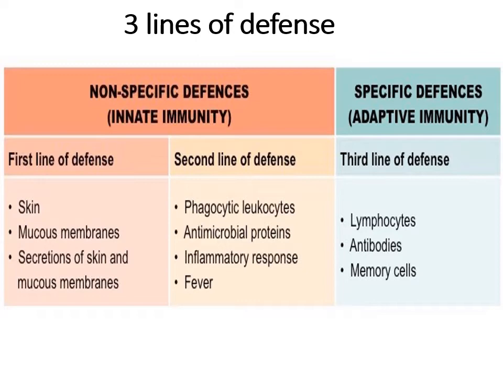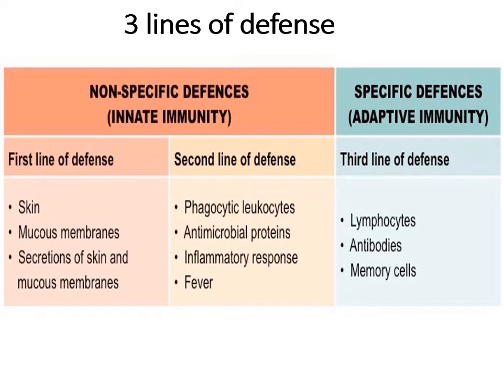Fever is a non-specific part of the innate immune system. So there's certain chemicals that are released during the inflammatory response as part of the innate immunity that can give patients a fever. Okay, so fever can be from inflammation, or fever can be from, say, for example, an infection.